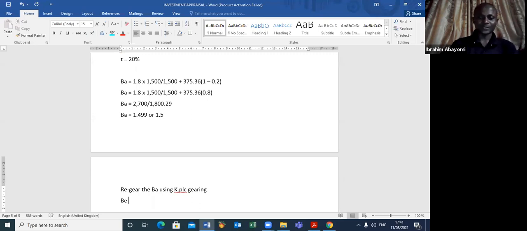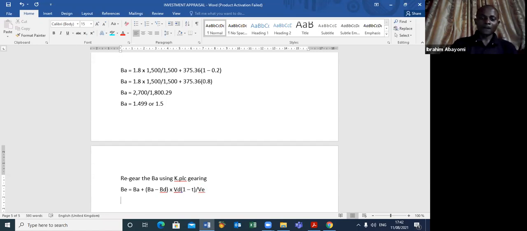I have beta of equity is equal to beta of asset plus open bracket beta of asset minus beta of debt times market value of debt, 1 minus tax rate, all over market value of equity.